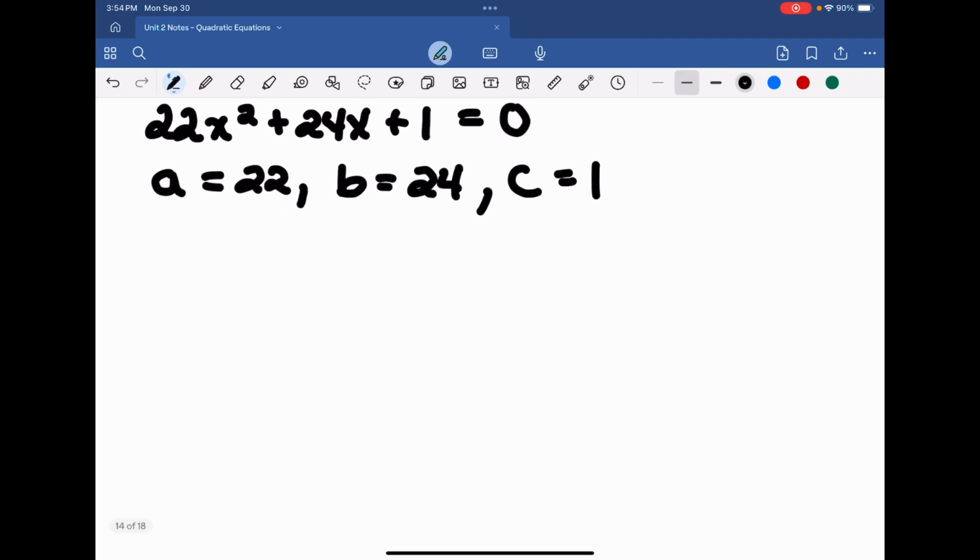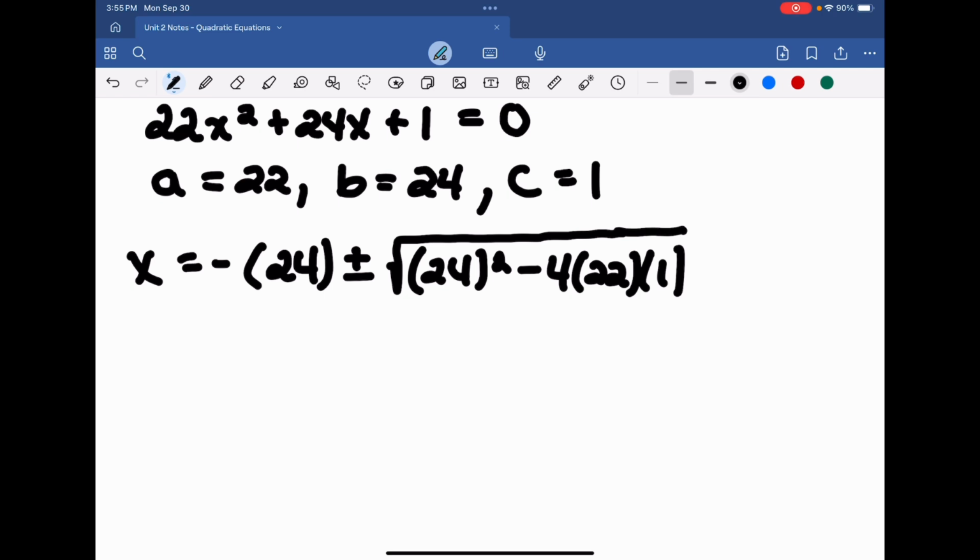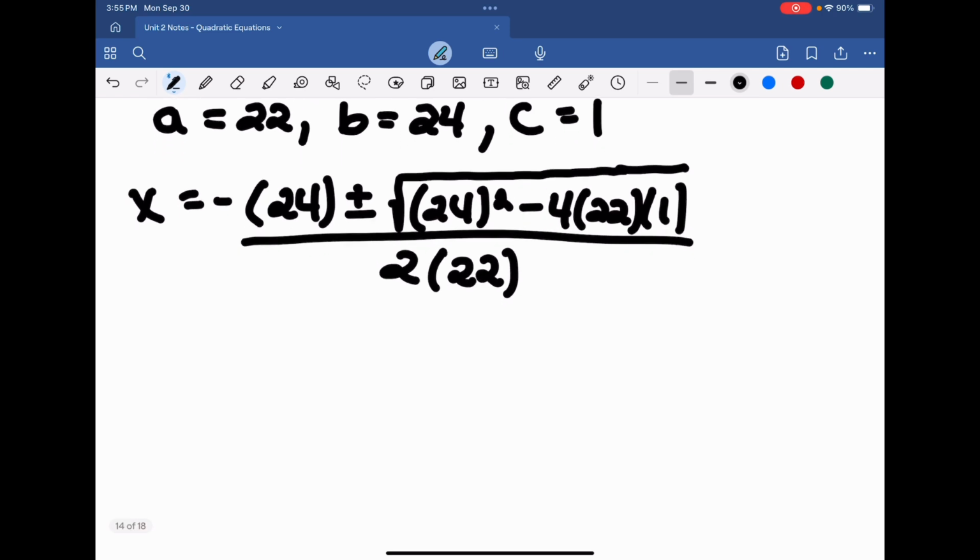Now from here, we're going to plug it into the quadratic formula. X is equal to negative 24. Remember that negative that goes out front here, it's already in the quadratic formula by derivation, plus minus the square root of, we're going to take the b value and square it, 24 squared, minus 4 times a, which is 22, c, which is 1, all divided by 2 times the a value, which is 22.